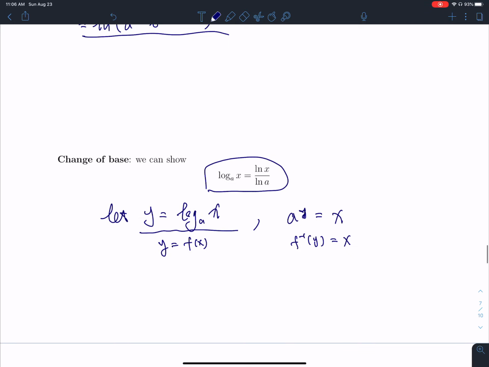Or if you treat it as y equals f inverse of x, then this will be f of y equals x. Same thing, whichever one you treat as the inverse of the other, depending on what you want to start with.